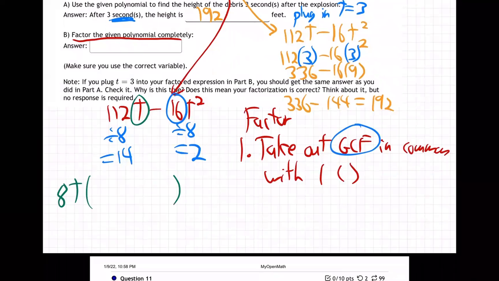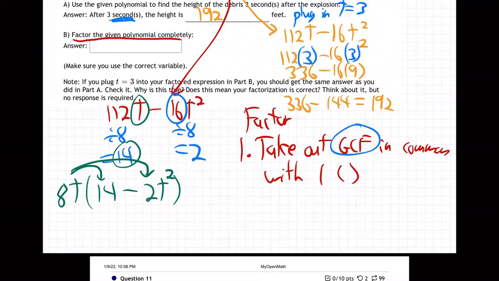Now, how do you know what goes on the inside? Whatever works. 8 times what? Well, 14. We already found it right here. 14 minus, you don't need a t there. It's already got the 8t times 14 will go back to 112t. You can check it on your calculator. And then 8t times what? 2t squared.